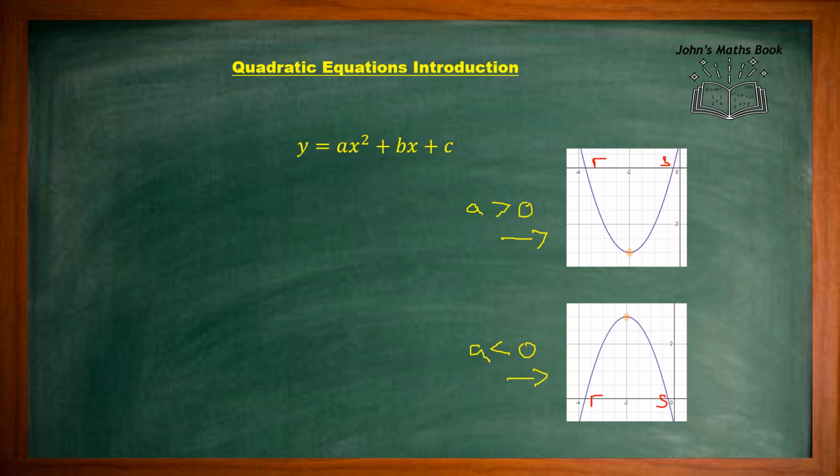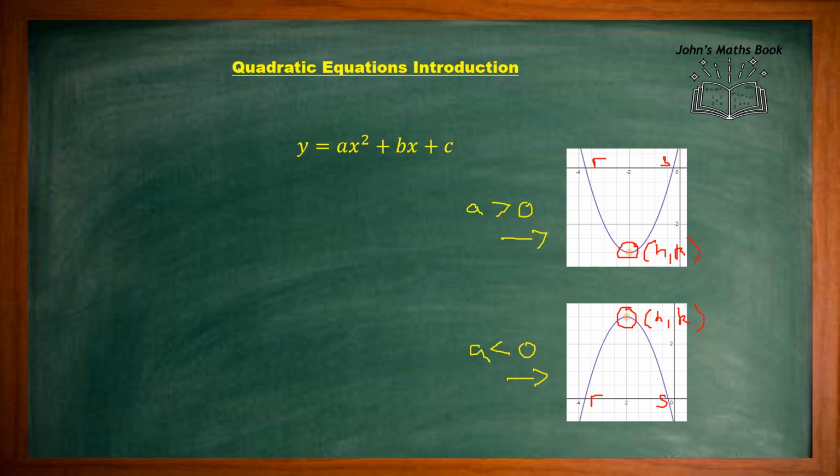Another reason we solve them is to find the vertex, or the point at which the graph turns upwards or downwards. So in these examples, we can see where the graphs turn up and down, and at this point here on the first example at coordinates h and k, and at this point here coordinates h and k.